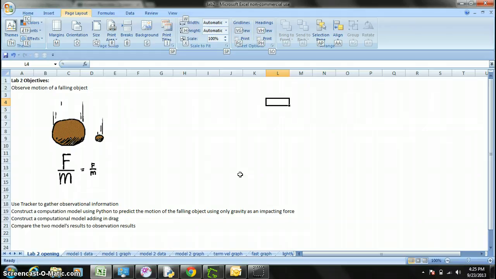In Lab 2, we were to observe the motion of a falling object, use Tracker to gather the observational information, and construct a computational model using Python to do two models. One using gravity as the only impacting force, and the second one modeling gravity and drag as the impacting forces. We were to compare the two models' results to the observational results.